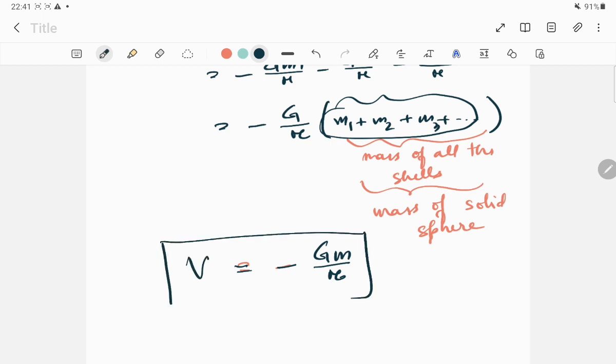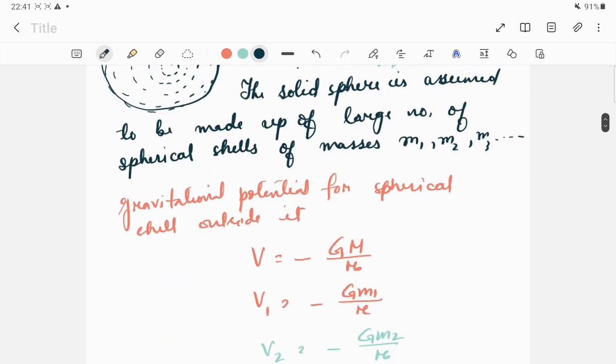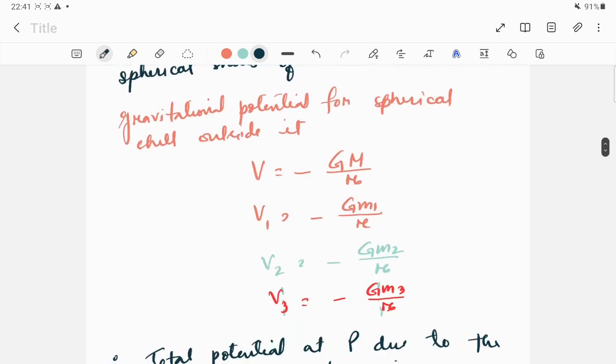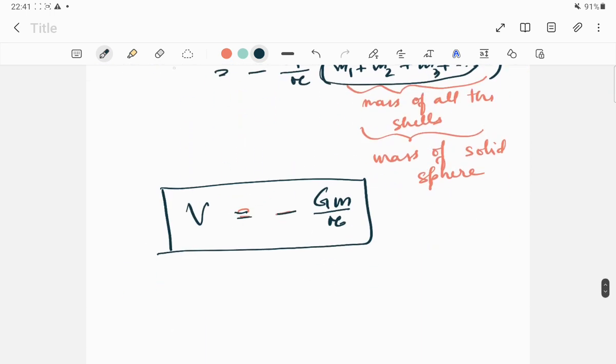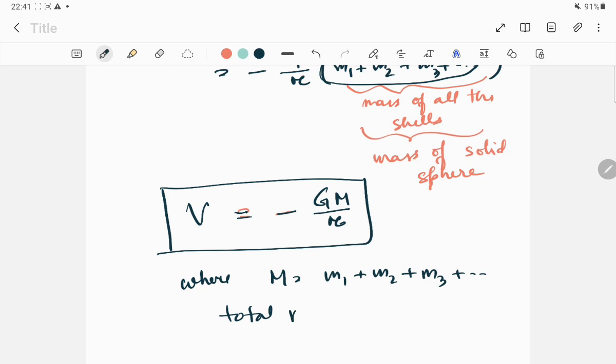So this is the expression for the potential. I have not mentioned it as capital M, so I will denote it as capital M instead of small m, where capital M is equal to m1 plus m2 plus m3, the total mass of the solid sphere.